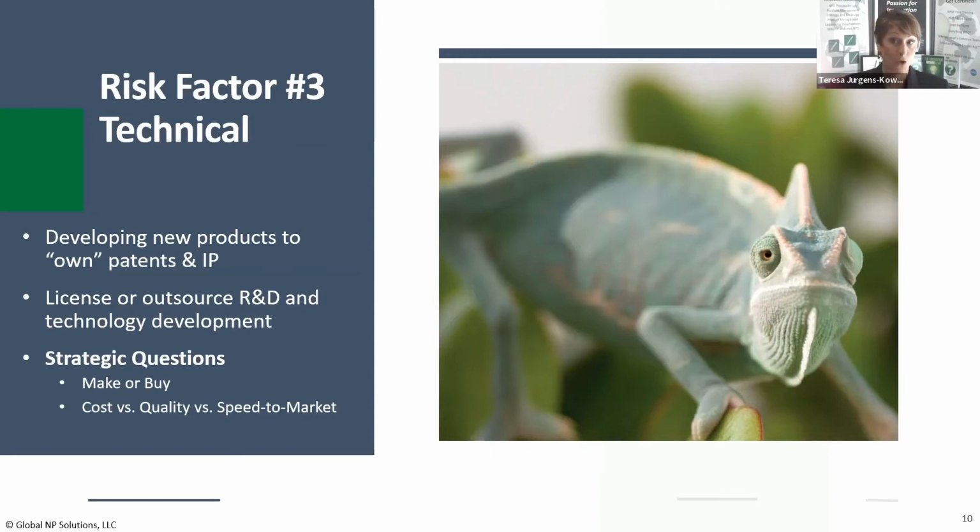Do I make or buy the whole thing, or do I make or buy certain pieces? Do I hold technology for certain key elements or components of that product? And then a really big strategic question is evaluating cost versus quality versus speed to market. Those, of course, tie to the strategic questions and risk factors that you're asking about the customer, and you're asking about finance as well. If you are very focused on speed to market, don't care so much about your quality, you're looking at a low cost product, you're in that low profit margin arena.